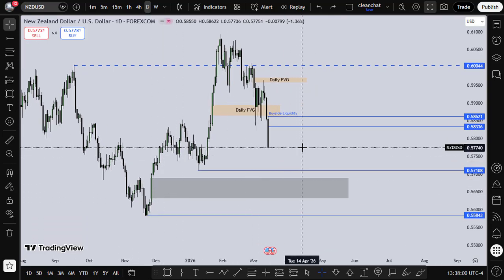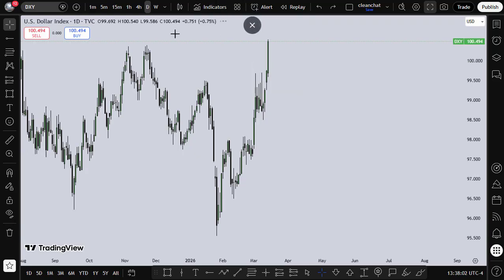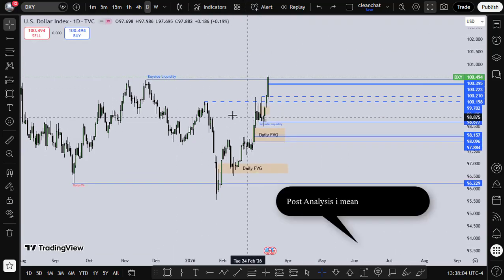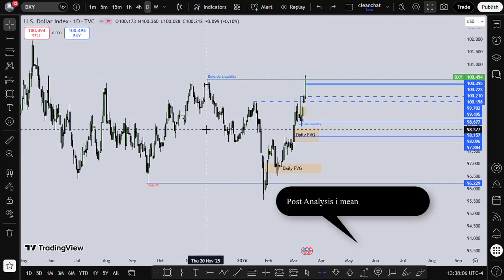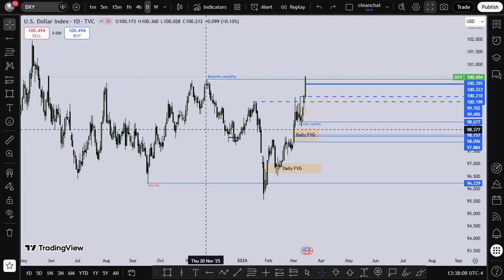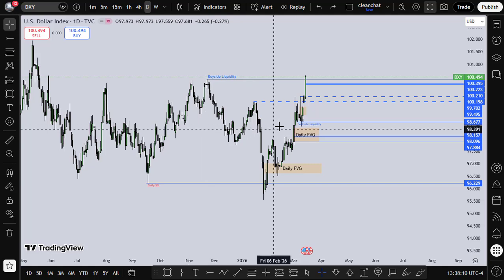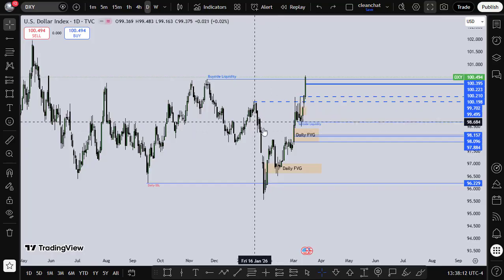All right, so that's all about the analysis for the week and then the pre-market analysis of last week, what we have anticipated. And as you can see, price perfectly respected all our levels and then attacked, even though DXY didn't touch the daily fair value gap.